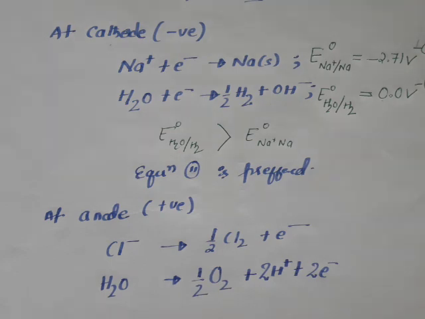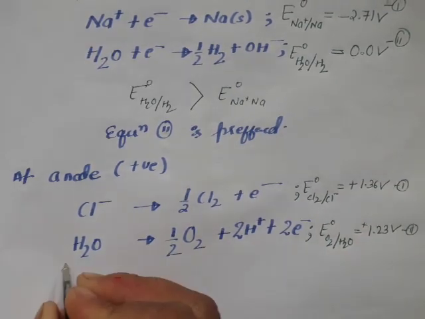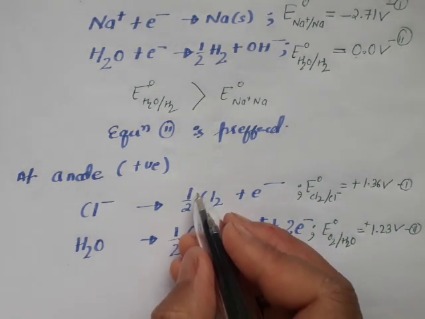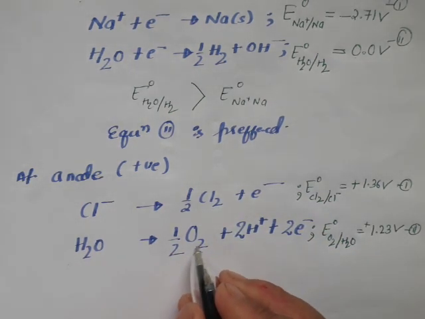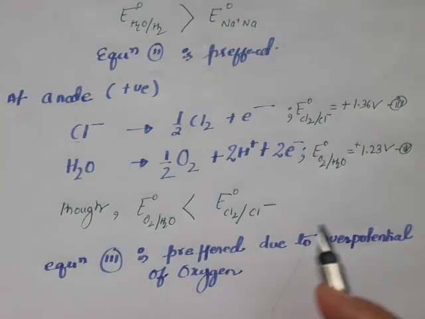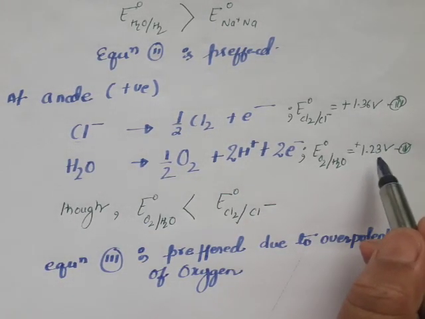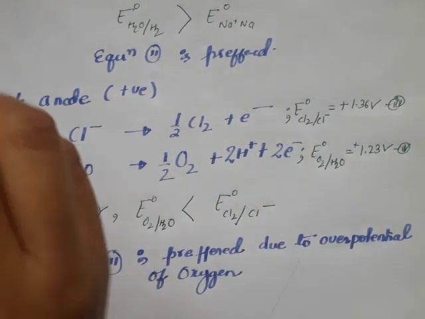Now let us compare its electrode potential. What we can say, see here, is that the electrode potential for this reaction is lesser than this one. So that means it is preferred over this equation, right? But because of the overpotential of oxygen, this reaction will occur. So because of the overpotential of oxygen, instead of this reaction occurring, chloride will get oxidized at anode.